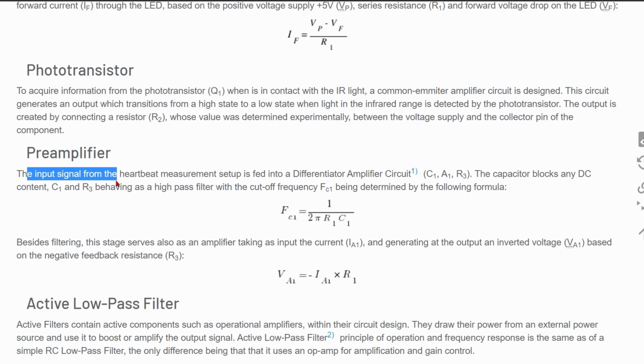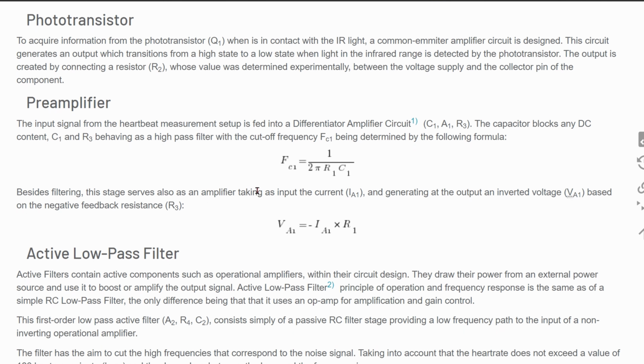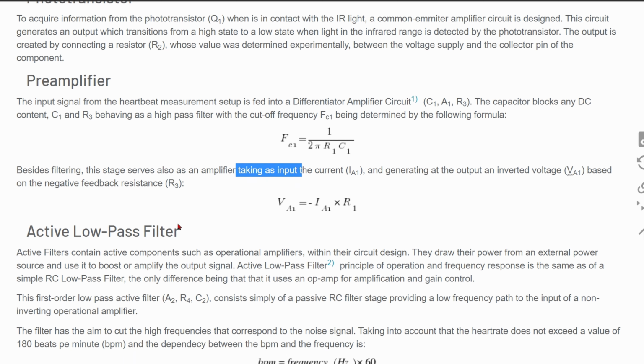We then have our preamplifier. The preamplifier takes the input signal from the heartbeat measurement, and it's fed into a differential amplifier circuit. The capacitor blocks any DC content. We have C1 and R1 behaving as a high-pass filter with the cutoff frequency of FC1. Besides filtering, the stage serves as an amplifier, taking the input current and generating at the output an inverted voltage based on the negative feedback resistance.